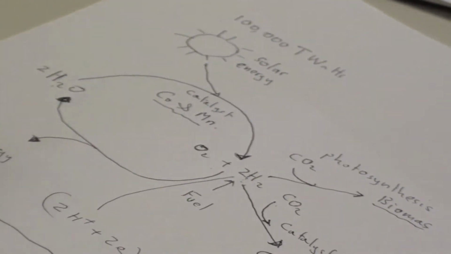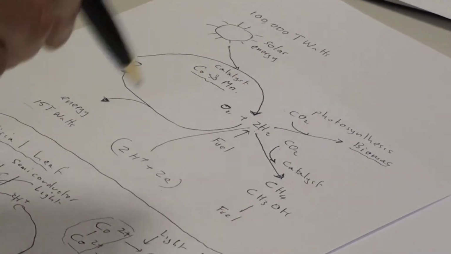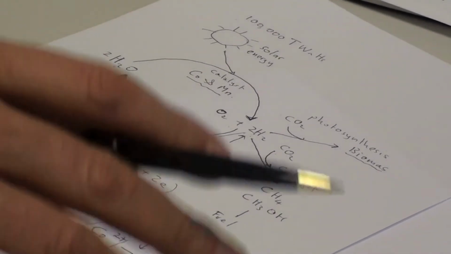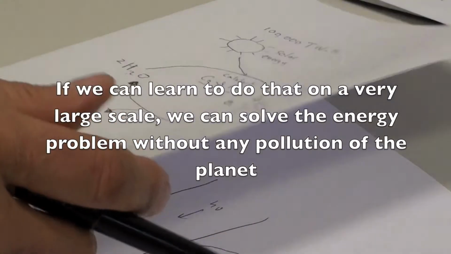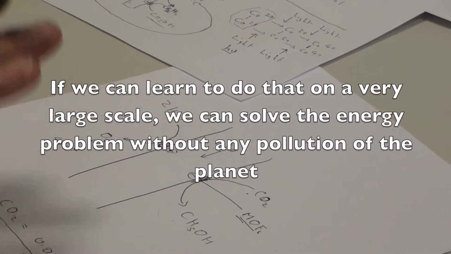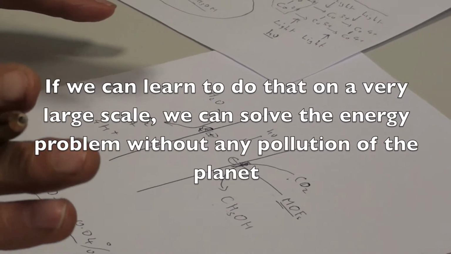You make CO2, but you convert it back again to a fuel. Or you make hydrogen, but you burn it back to water, so that you just keep in a cycle which is in balance. Then if we can learn to do that, on a very large scale, then we've solved the energy problem, and without any pollution of the planet.